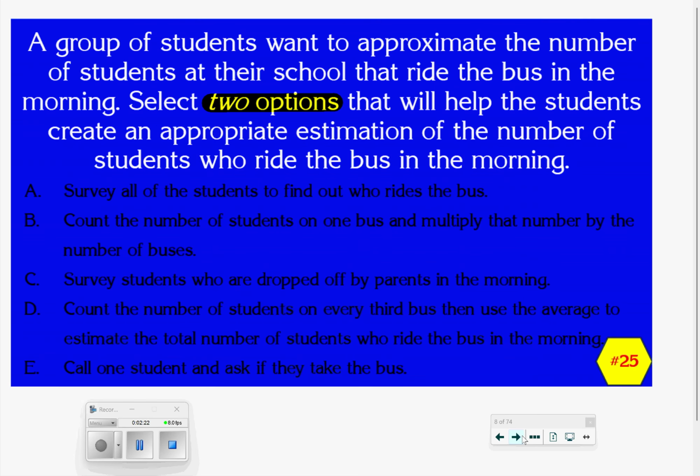Okay, try this one. Make sure you select two options. Okay, you should get A and D. A, survey all the students to find out who rides the bus. That makes sense. And D, count the number of students on every third bus. Then use the average to estimate the total number of students who ride the bus in the morning. So that's quicker, less accurate, but more accurate than the other three.